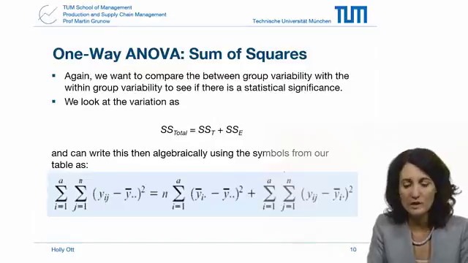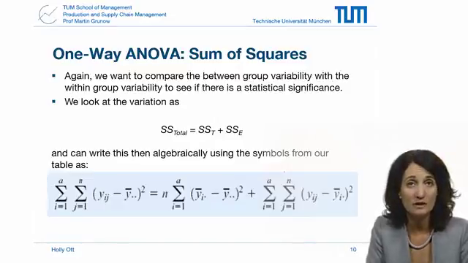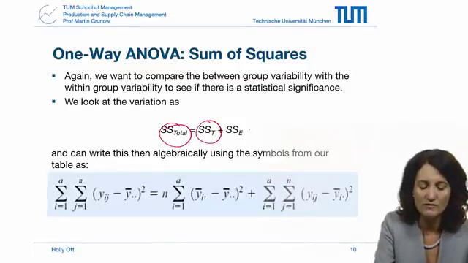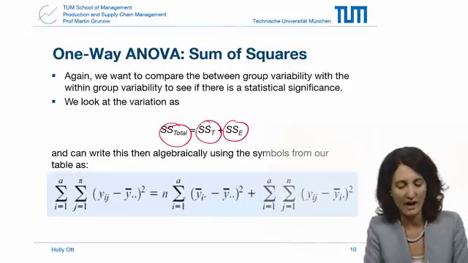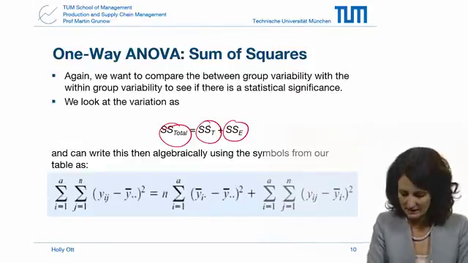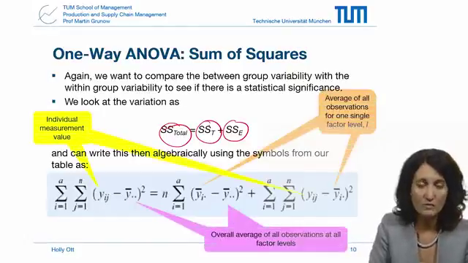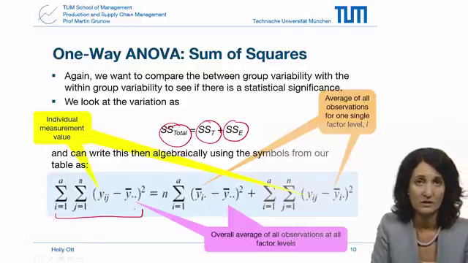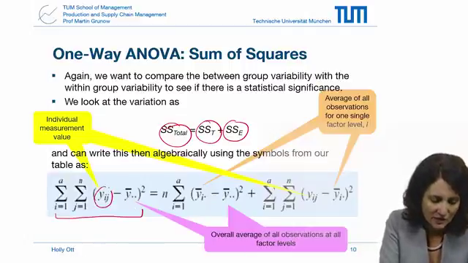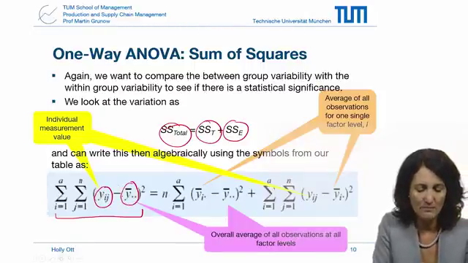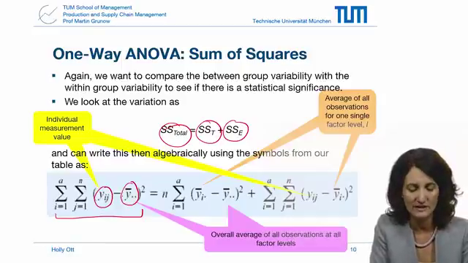So again, we want to compare the between group variability with the within group variability to see if there's a statistical difference. So we have the sum of squares total equal to the sum of squares for the treatment plus the sum of squares for the error. And if you write this algebraically using the data from our table, it looks like this. Let's go through a few things. In the first term we have our overall sum of squares. Do you remember we just did it before? It's every individual value minus the overall mean, this y bar dot dot, that was in the corner of the table.